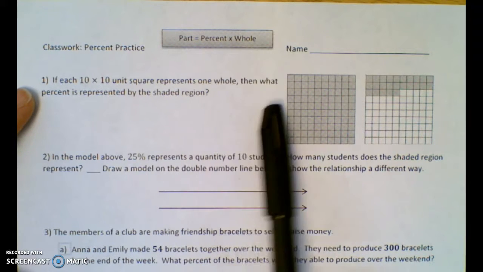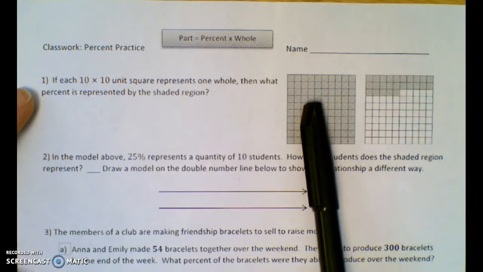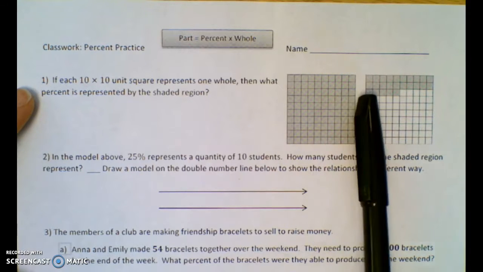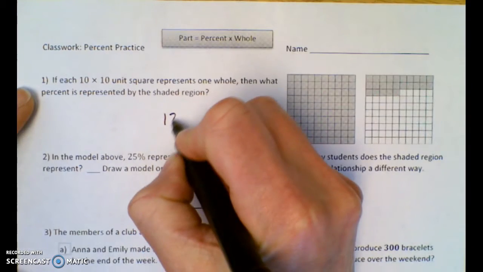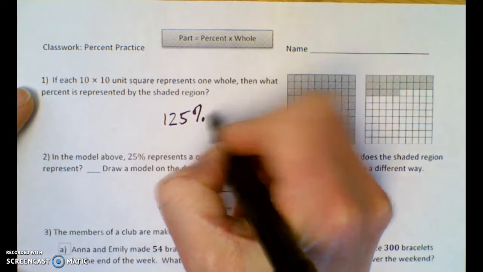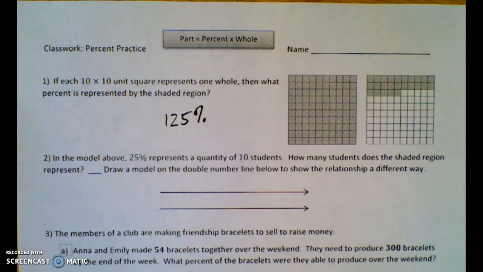At first, I just wanted you to go back and review what it means to have 100 of these little squares filled in, and then in this box you have an additional 25. That should represent 125%. 125 out of 100 is what we learned about what percent means: out of 100.